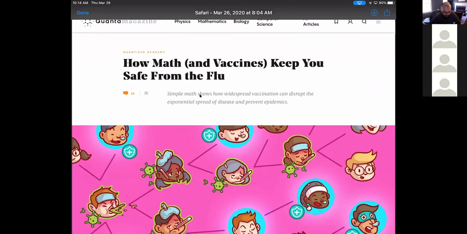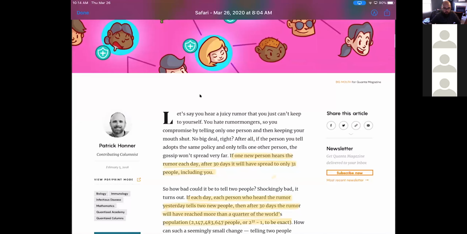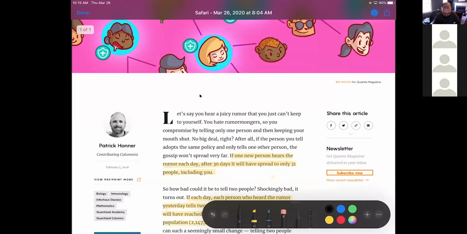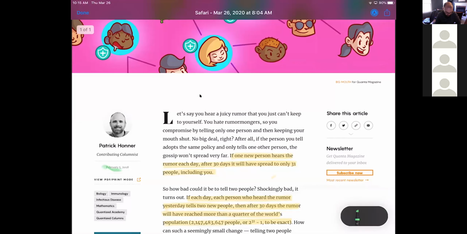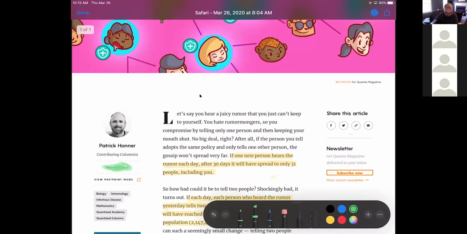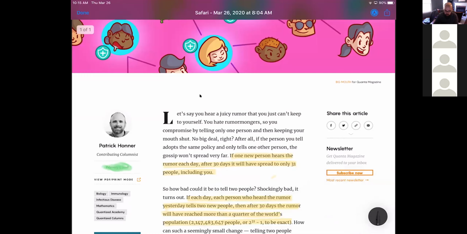So basically what I want to do is go through this article. It is from Quanta Magazine, and if we come down here, I can mark this up in real time. It was published on February 5th, 2018. It goes through this idea of using exponential growth and exponential models to figure out how diseases or contagions spread.